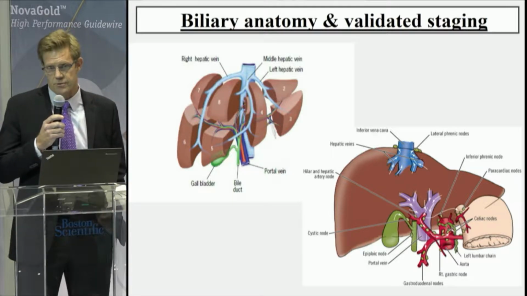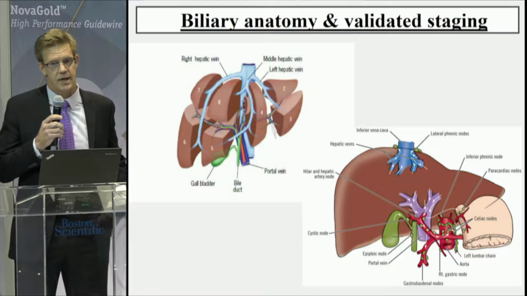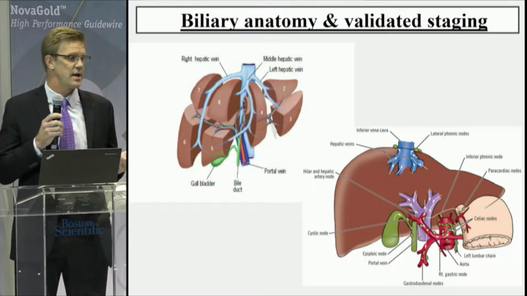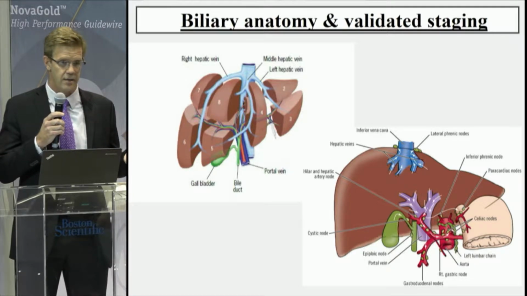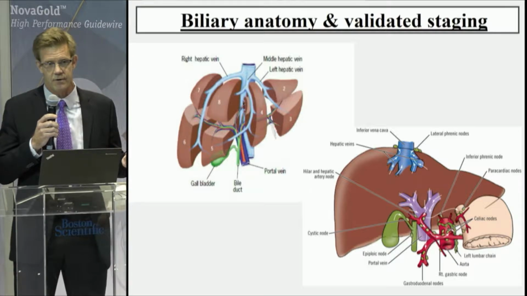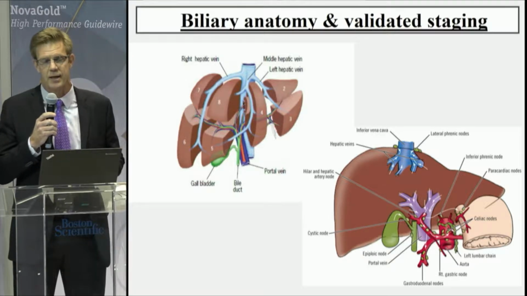There's a couple of problems with doing things that way. The first is that there's a limit to the amount of liver you can resect, and you may reach that limit prior to reaching a negative margin. Then you haven't done the patient any good. You're leaving them with cancer in place.